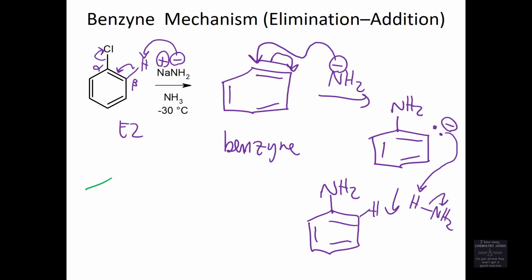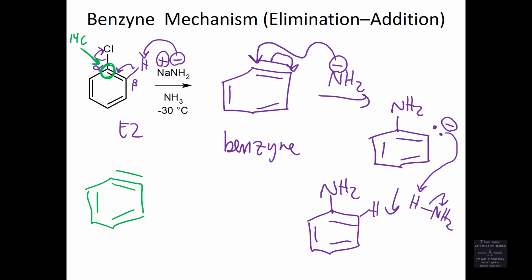So I said I was going to prove to you how we know that this benzyne is a legit intermediate in this reaction. What Mr. Roberts did, back in the day, a long time ago, was a very sophisticated reaction where he specifically labeled the carbon that has the halogen on it with an isotope of carbon, a radioactive isotope of carbon.